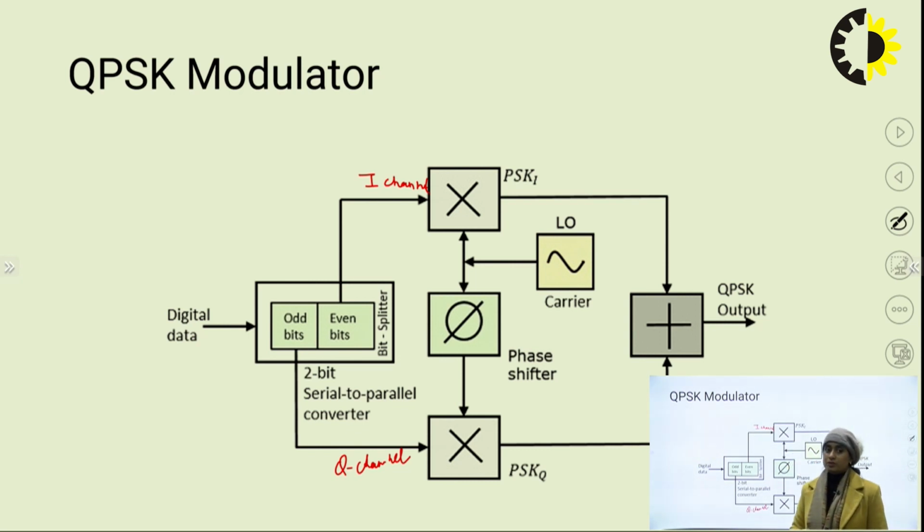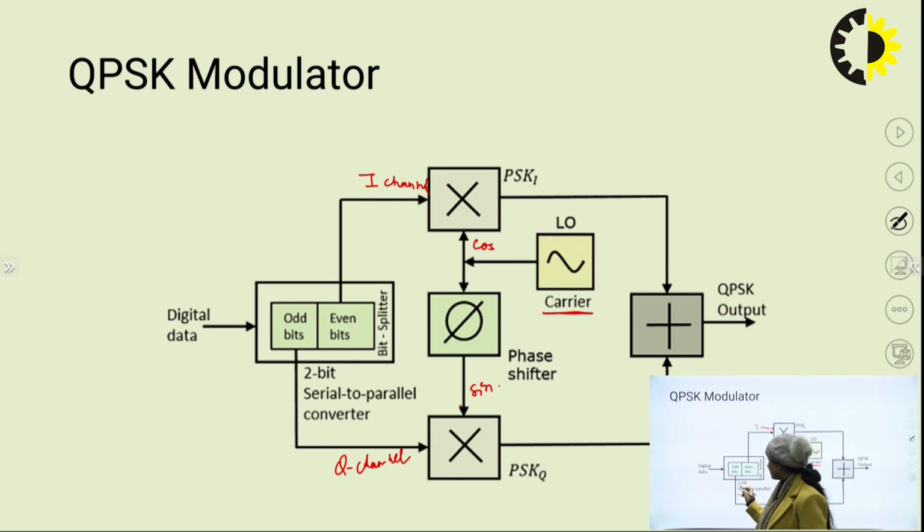And what happens later? One input to the product modulator is the input binary bit, the message signal, which is binary in form. Another input should be the carrier. The carrier is generated locally here, so I'm using the term local oscillator. To my in-phase channel, my carrier is the original form of carrier, and to the Q channel, my carrier is provided with a 90-degree phase shift. So let's suppose if I am passing a cos wave here, I'll be passing a sine wave here, right?